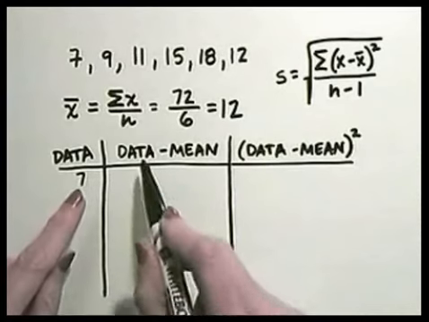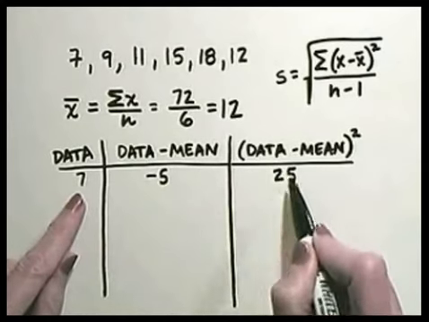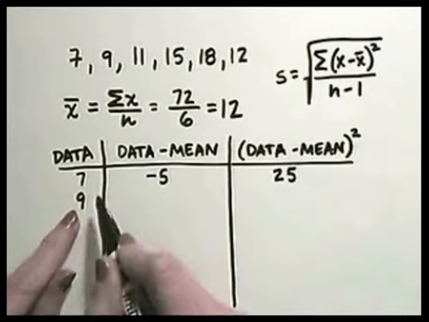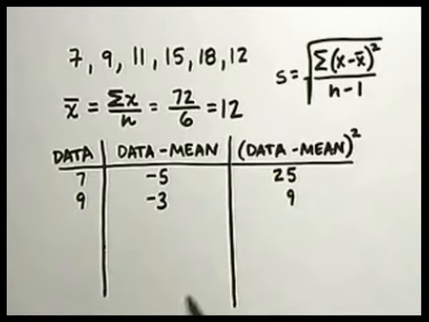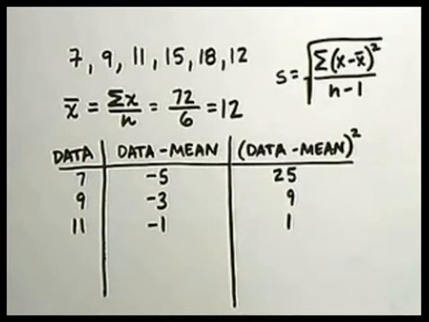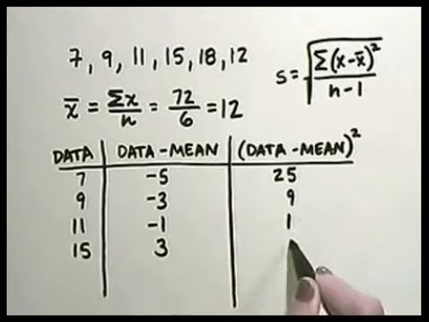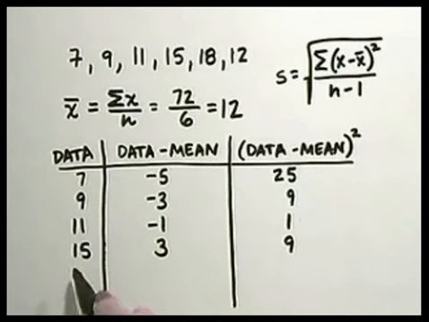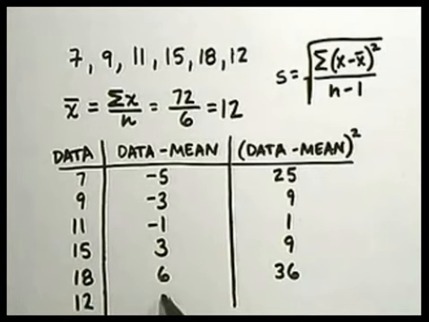So let's start. We'll have our value of 7. If we look at the difference between that data value and the mean, we have a difference of negative 5. If we square that, we come up with 25. Let's look at 9. The difference between that and 12 is negative 3. Squaring gives us 9. We have a value of 11. The difference is negative 1. Squaring gives us 1. For 15, we have a difference of 3. Squaring gives us 9. For 18, we have a difference of 6. Squaring gives us 36. We have our data value of 12. The difference is 0. Squaring 0 gives us 0.